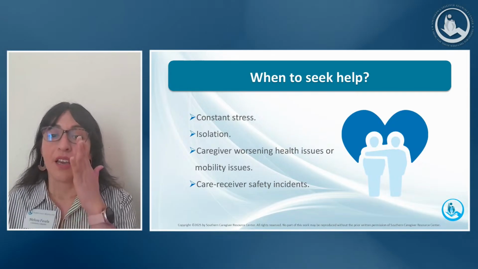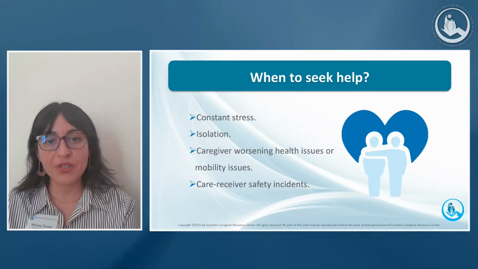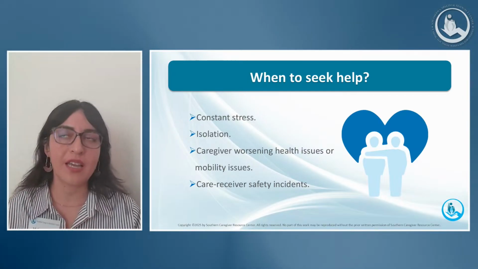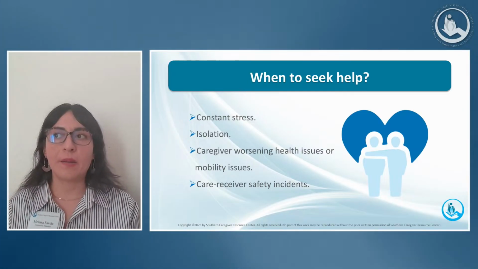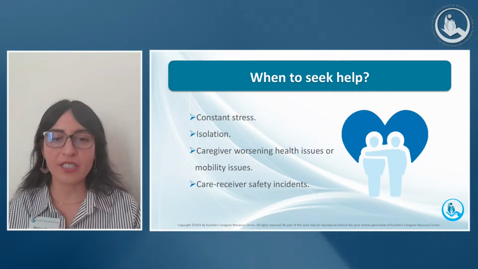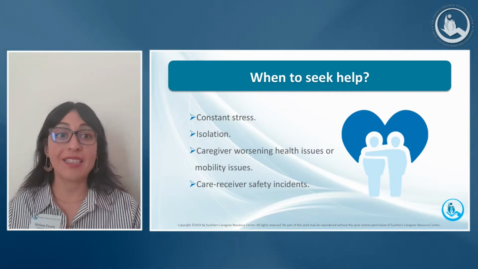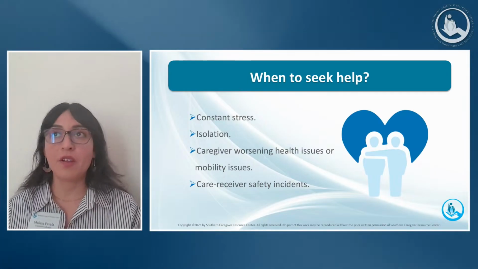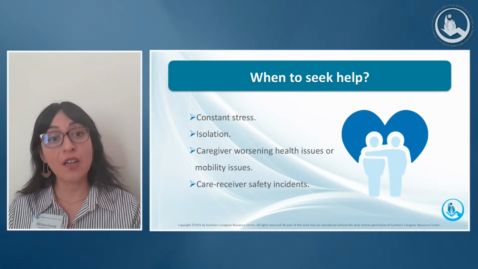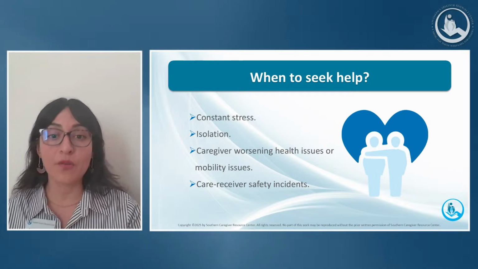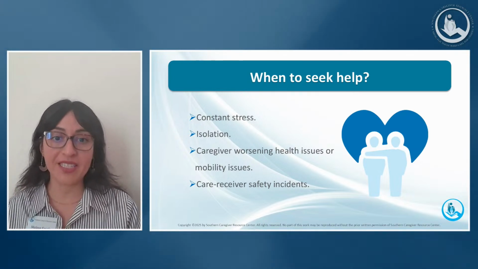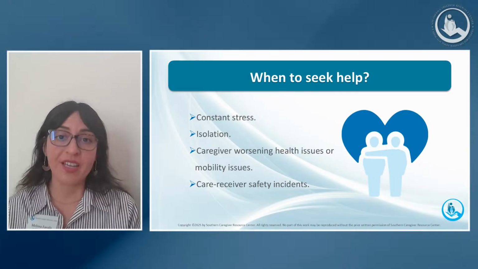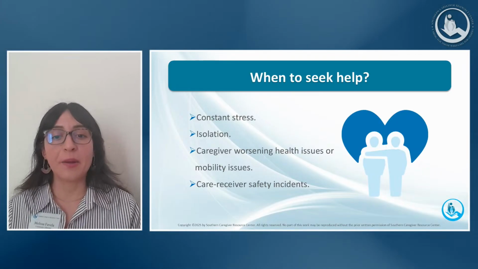Caregiver worsening health issues or mobility issues. This is when, for example, caregiving can be so intense and the caregiver is just giving 110% to caregiving and nothing for themselves, right? So they're missing doctor's appointments, or maybe their care receiver's mobility is lower, and the caregiver is overcompensating with no assistive devices, and then maybe they'll start having mobility issues and injuries. So that's also a red flag.